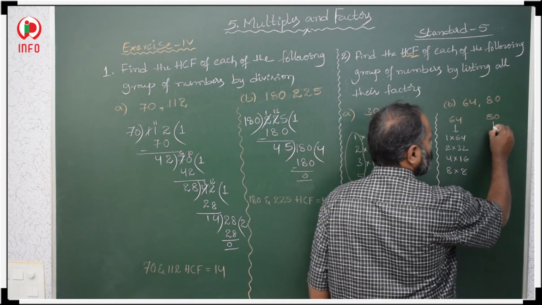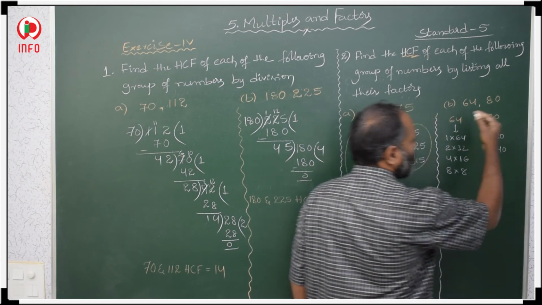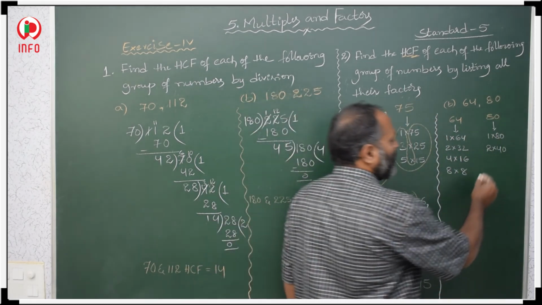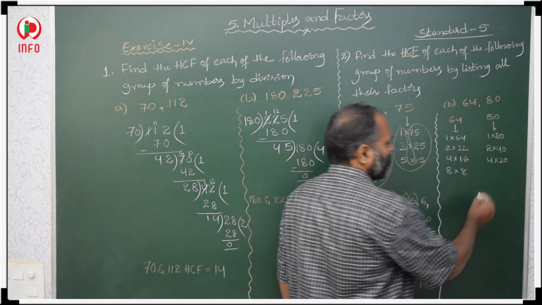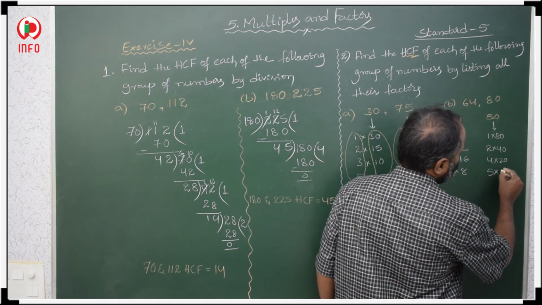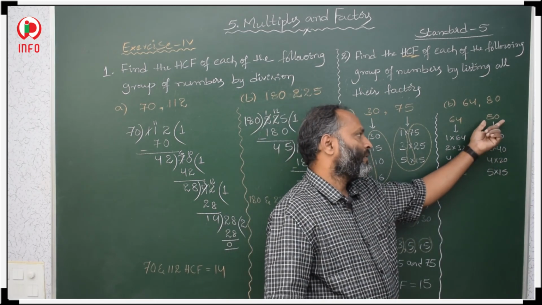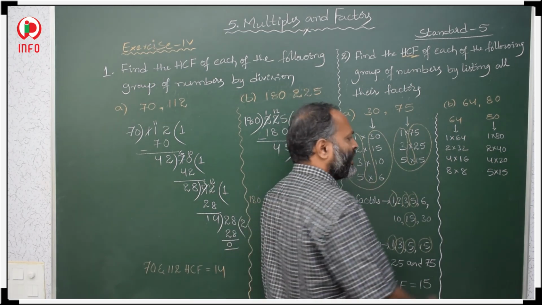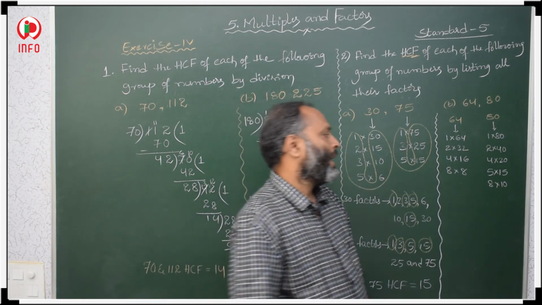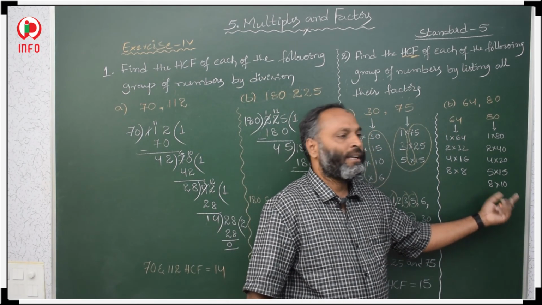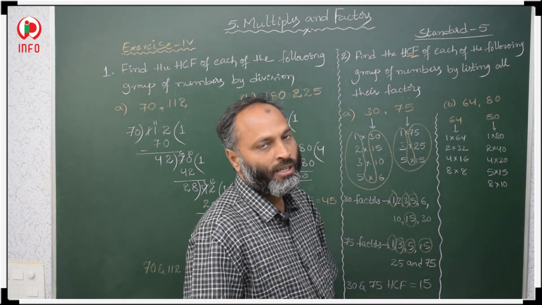Now, this 80. 1 80 is 80, 2 40 is 80. So, in the 3 table it won't be divisible, in the 4 table 4 20 is 80, and in the 5 table 5 16 is 80, and in the 6 table it won't be divisible by 6, and in 7 it won't be divisible by 7, and 8 10 is 80, in the 8 table it is divisible by 8, and in 9 it won't be divisible, and in 10 it is divisible by 10. Then 10 8 is 80, it repeats, do not take that one.